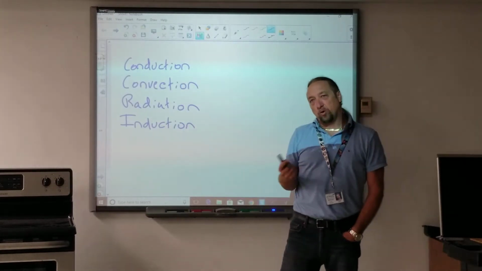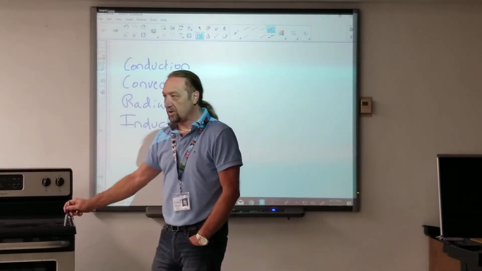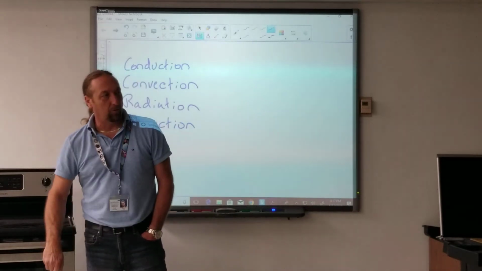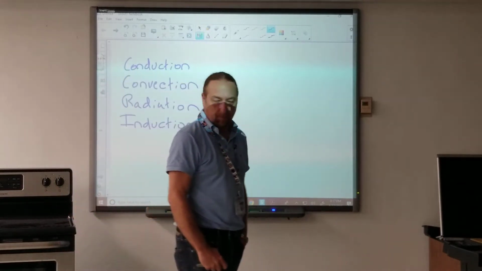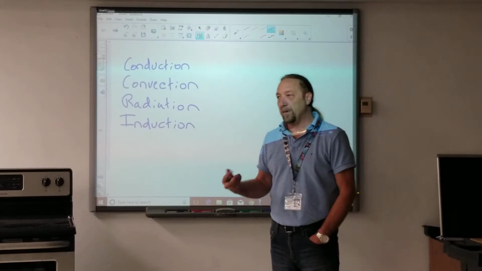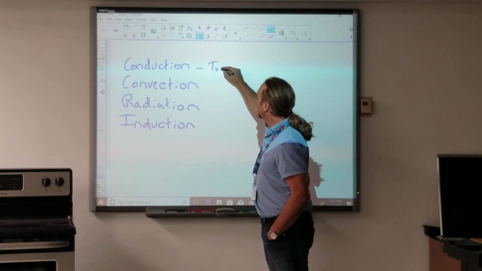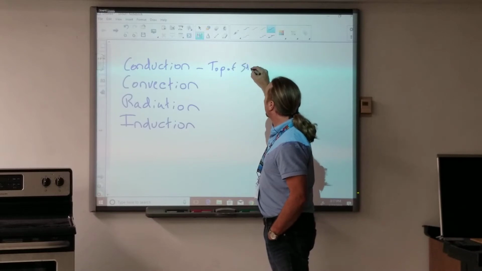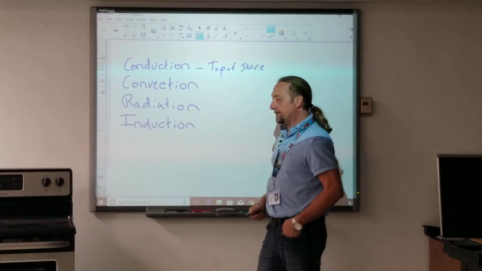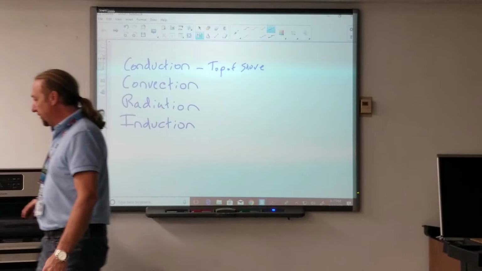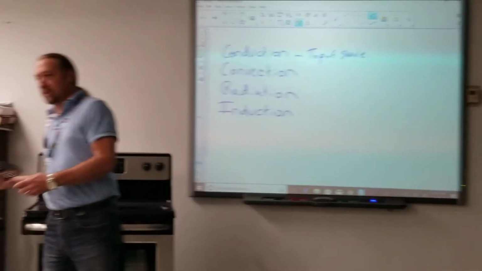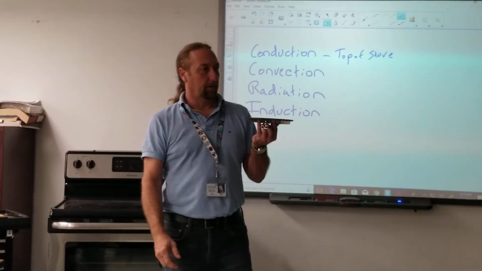Conduction. Which type of cooking do you think is conduction? The top of the stove, the baking, or the broiling? The top. The top of the stove. So what does it mean, conduction? The transfer of heat through direct contact? Yeah, the direct contact. So we can start off with a typical coil burner, all right?